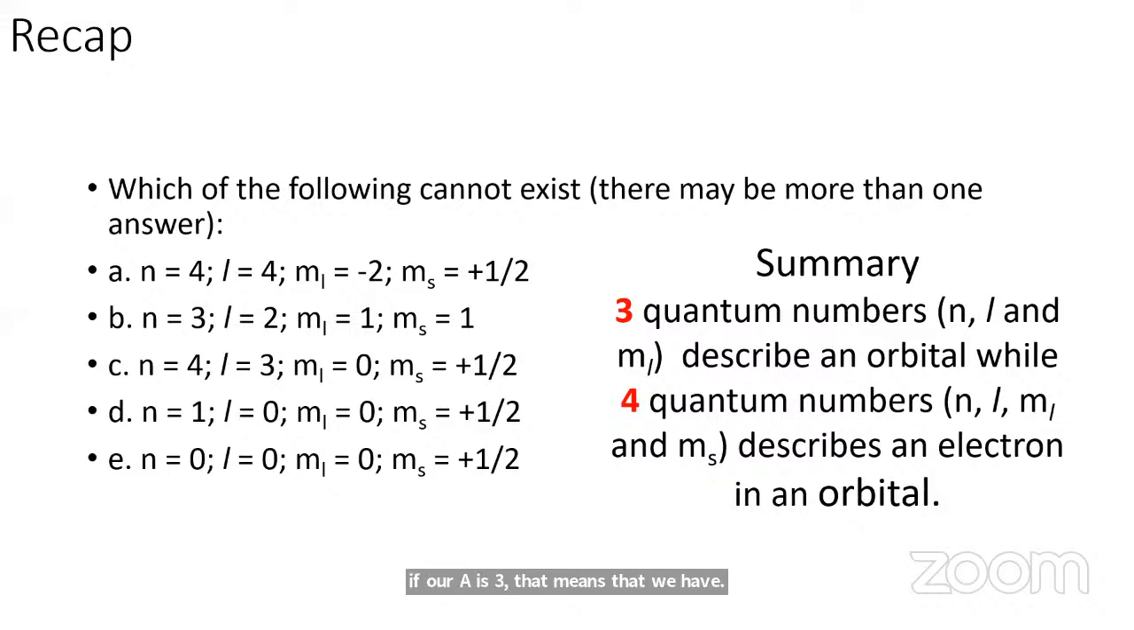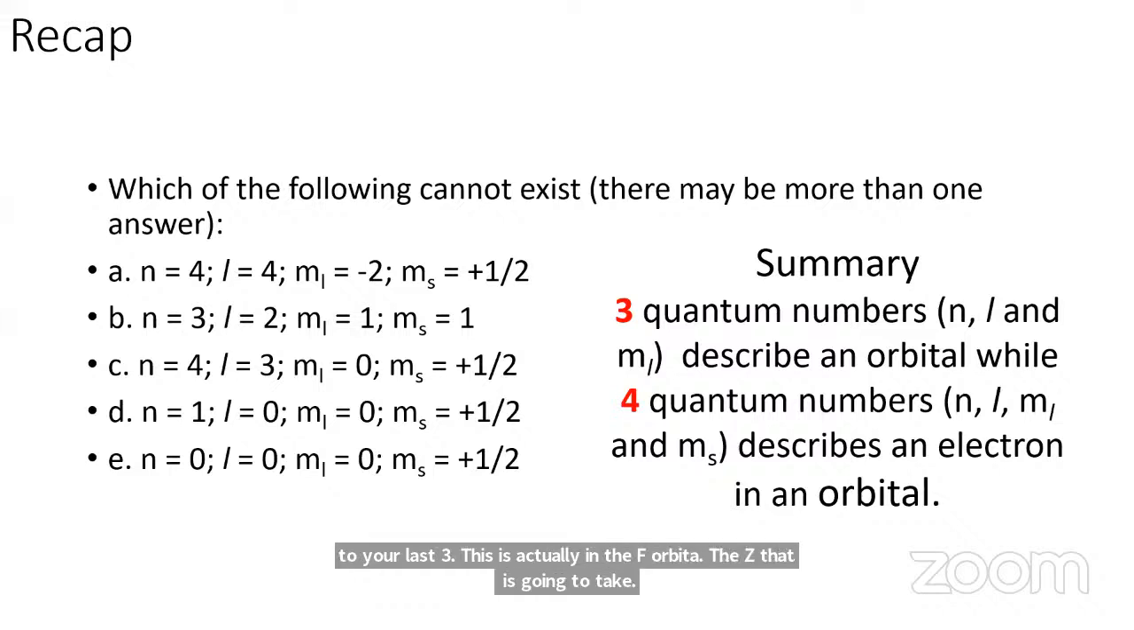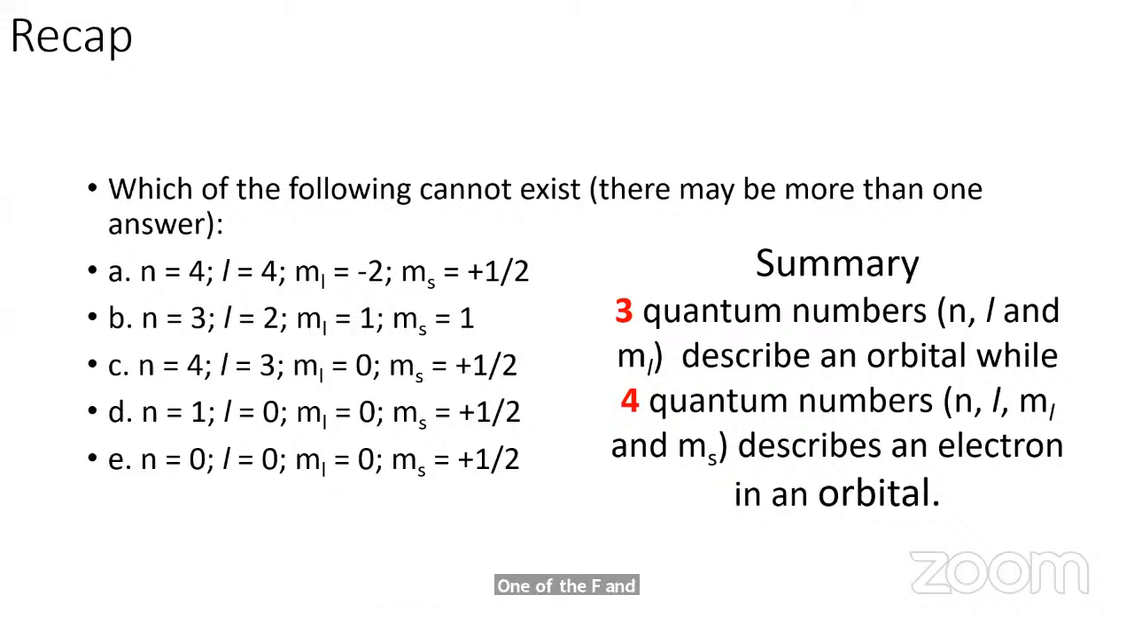The subshell that we have is 3. Now, remember that for your subshell, the ML is equal to -L to +L. So you're going to take -3 to +3. This is actually in the F orbital. And in the F orbital, the 0 there is going to take one of the F orbitals that are there. So ML is equal to 0.